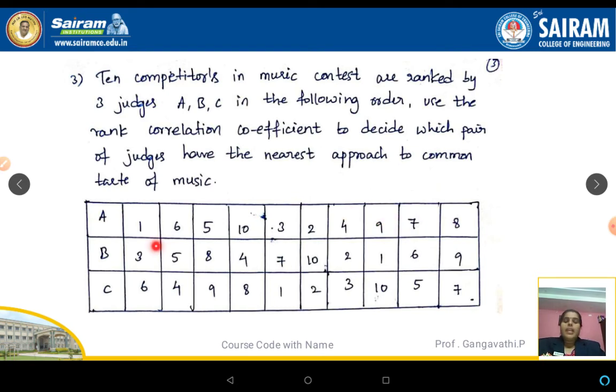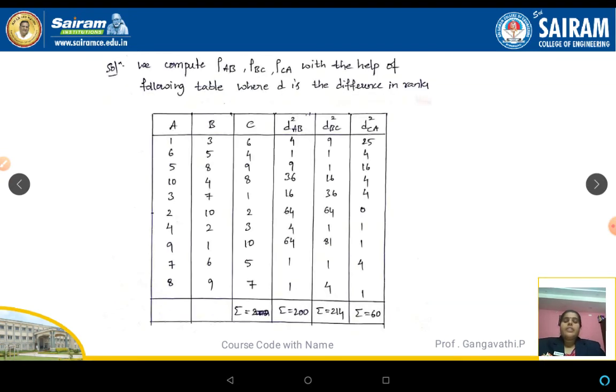And judge B has given the first competitor the third place, the second competitor 5th place, and the third competitor 8th place. Likewise, he has given different ranks for the 10 competitors. And judge C has given the first competitor rank 6. Similarly, the second competitor, according to judge C, is in the 4th place. Likewise, he has also given his rankings for the 10 competitors. That was the given data.